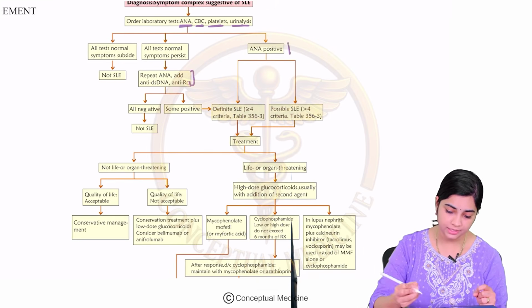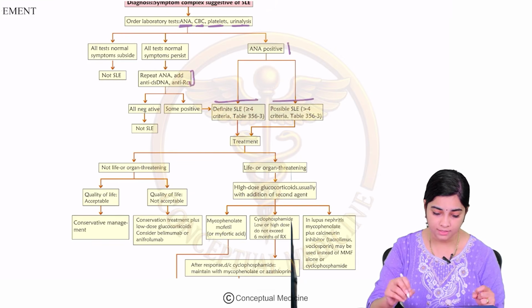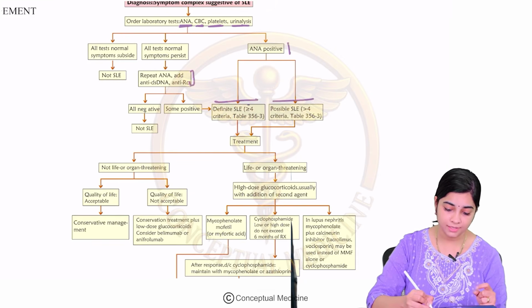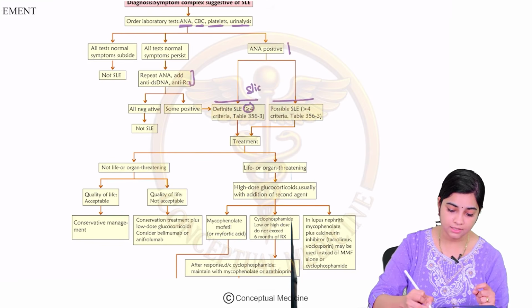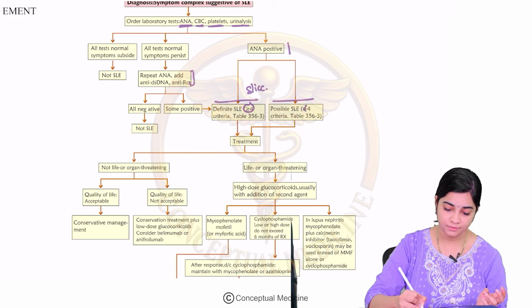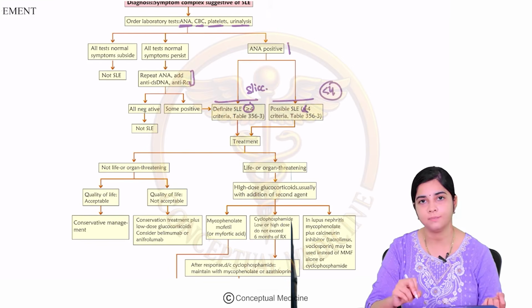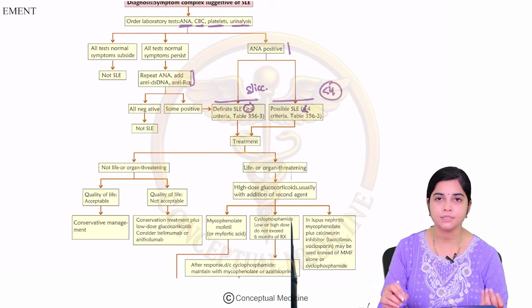Now if the ANA is positive, you see if it is a definite SLE or a possible SLE. A definitive SLE is when you apply the SLICC criteria and more than 4 criteria are positive, it is definitive SLE. If it is less than 4 positive, then it is a probable SLE. That is when you will have to initiate the treatment.